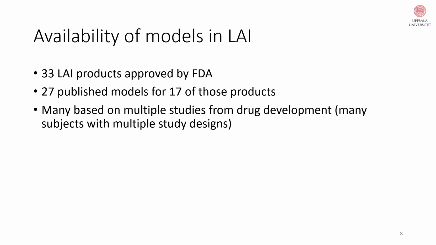So if we think about what's needed then for long-acting injectables, if you look at the long-acting injectable products that have been approved, roughly 33, 17 of those have models in the literature, 27 total models of these 17 products. And many of those models are based on multiple different studies in drug development. So you have lots of individuals, lots of different designs. So components of those models are likely not identifiable in a simple bioequivalence study.